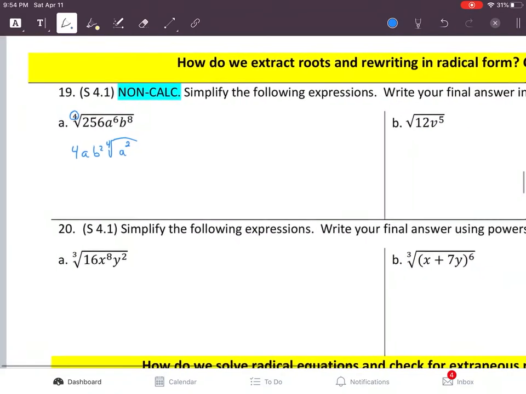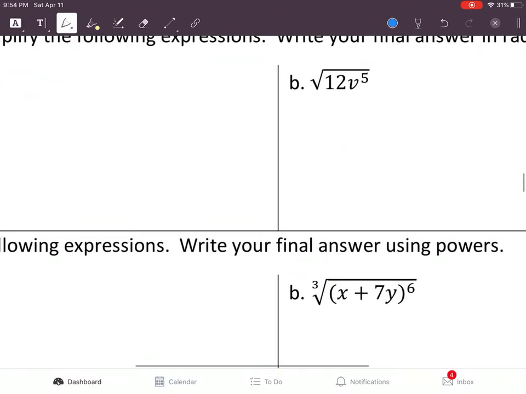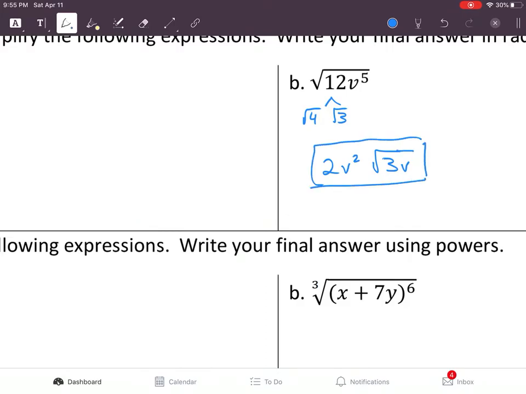Okay. For part B, there's no number there, so that's a square root. So what perfect square goes inside of 12? The answer is 4 times 3 are the factors. The square root of 4 is 2. The square root of 3 is left over. Now, how many times does 2 go into 5? 2 goes into 5 twice, and there's 1 left over. And there's your answer.